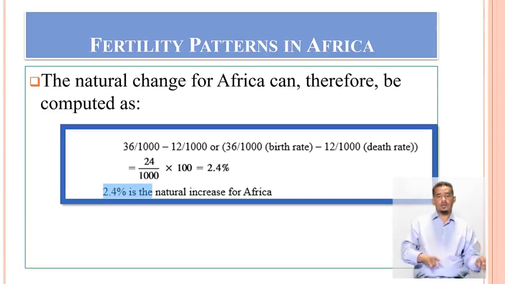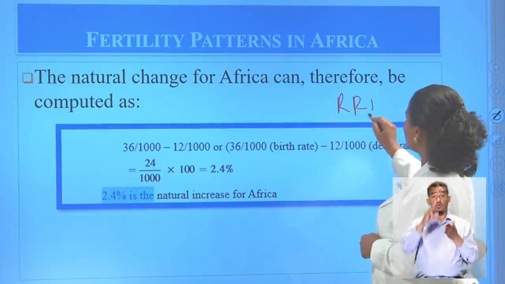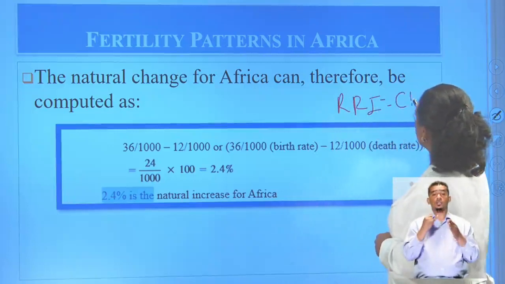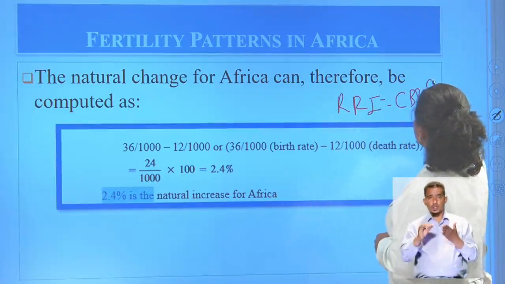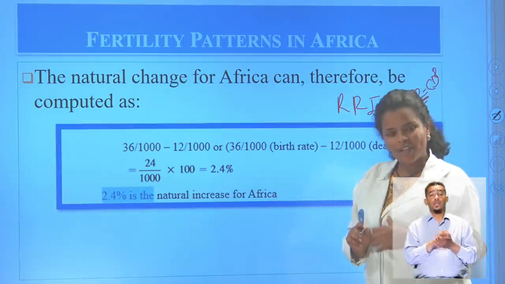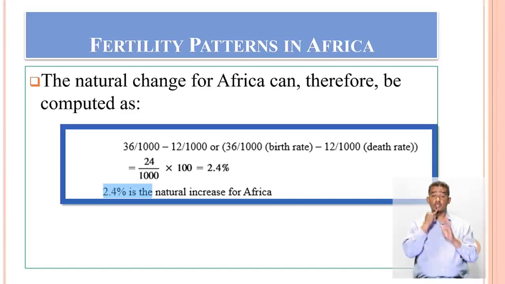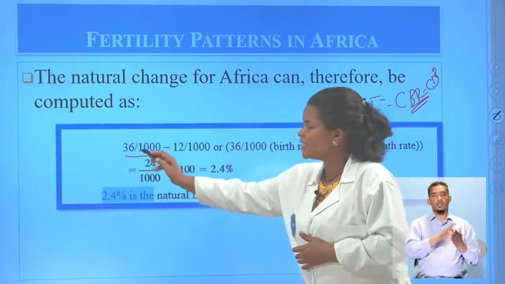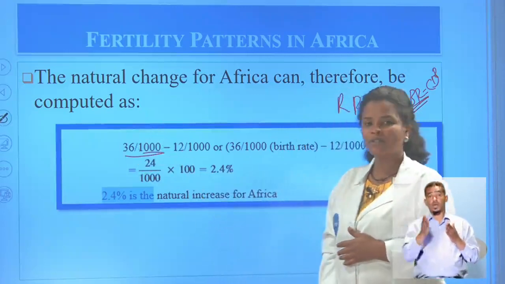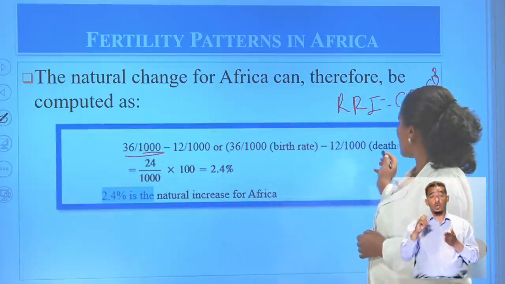Let us see natural change for Africa. As we have seen in the above lesson, the rate of natural increase is the difference between the crude birth rate and the crude death rate. Depending on the above lesson, the rate of natural increase in Africa is high because the birth rate is greater than the death rate. So the crude birth rate in Africa is 36 per 1,000, and the death rate is 12 per 1,000.